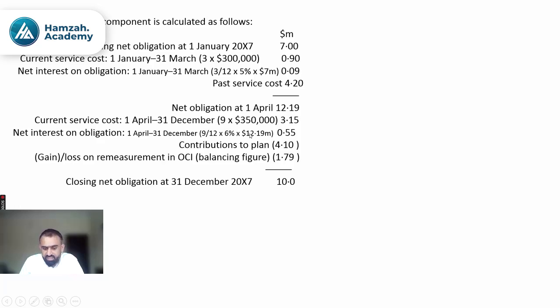Next 9 month interest will be calculated at the rate of 6% on 12.19, which is 0.55. Contribution to a plan, which was treated as an expense, is here treated as a reduction in a liability. And the closing value of the obligation is 10 million. And this 1.79 is the balancing figure, which is a remeasurement gain, and it is reported in other comprehensive income, and it is a loss.